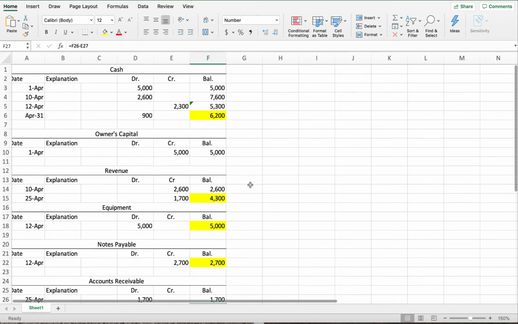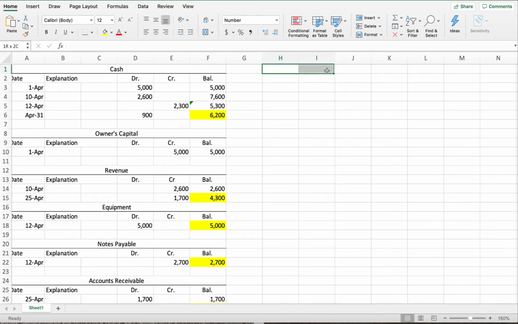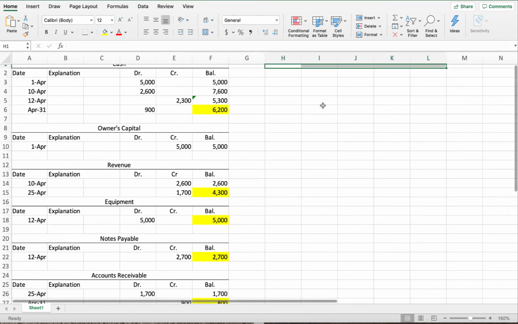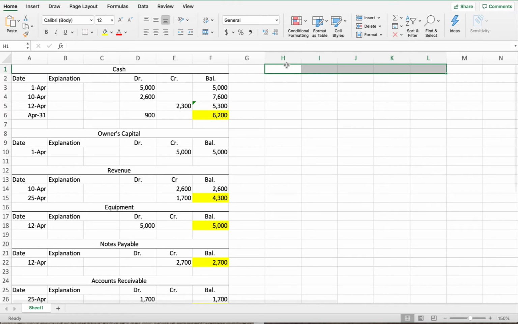Okay, so the first thing I'm going to do is I'm going to set this up in proper form, right? So I'm going to merge and center the first 5 columns here between H and L. I'm going to merge and center. Check this out. I'm going to get my little crosshairs right there, and I'm going to drag it down 1, 2. So the first 3 rows are now merged and centered.